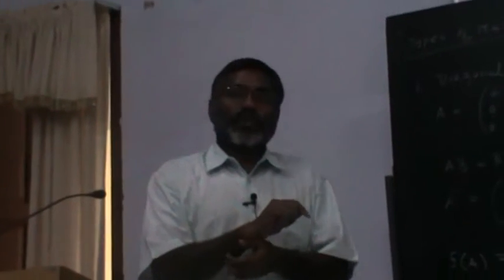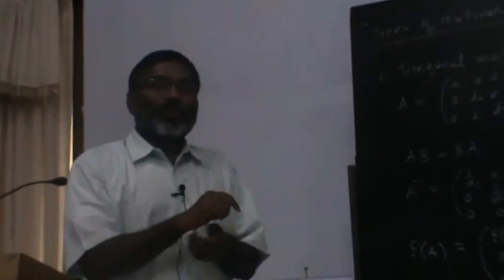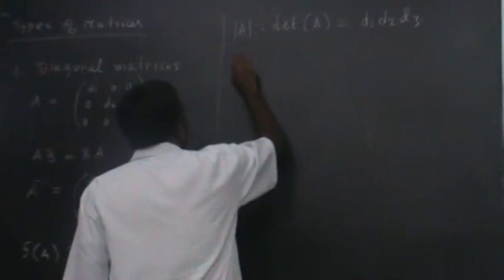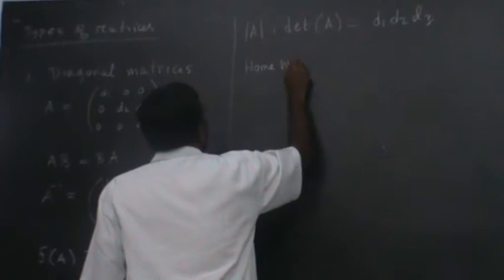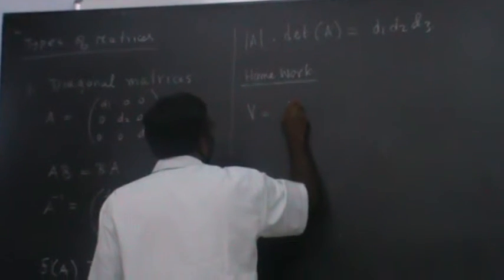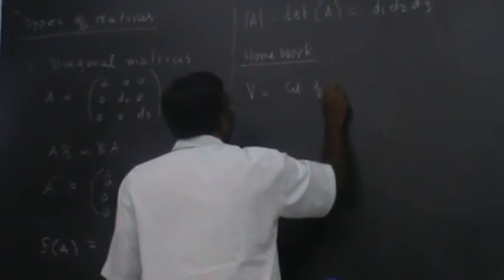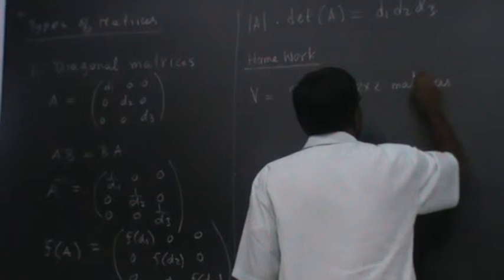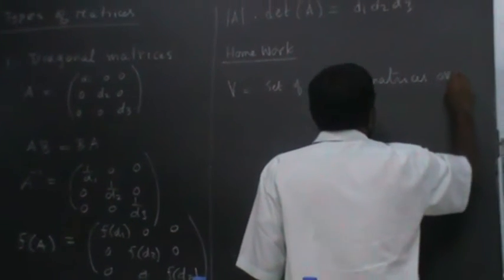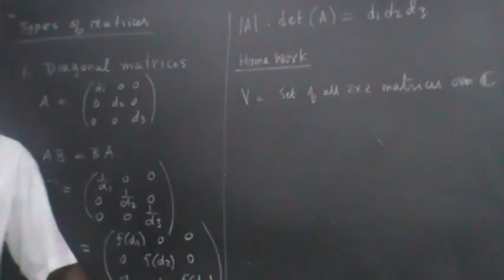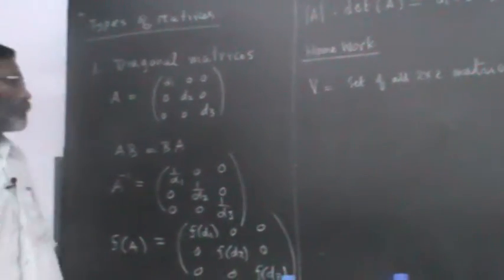Actually, this reminds me that I must ask a question here, and I should give it as homework today so that you can practice. We discussed the vector space V. So this is homework. We discussed the vector space V, which is the set of all two-dimensional matrices over the complex numbers, and we said this is a vector space, a four-dimensional vector space.